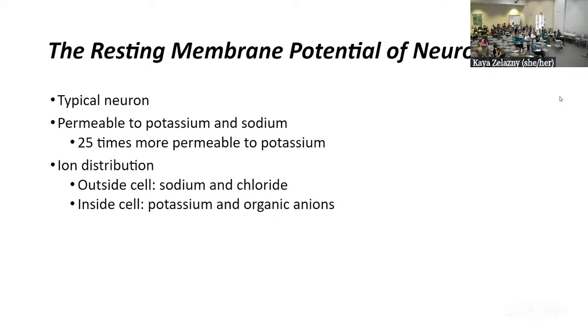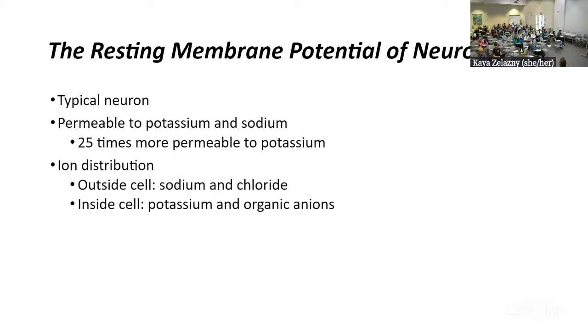Okay. So in our typical neuron, we've got resting membrane potential of -70. We know that it's way more permeable to potassium than to sodium. The potassium is more able to move across that membrane. There are more potassium channels. In fact, there are 25 times more potassium channels than there are sodium channels in your average neuron. That's part of why we're so close to the equilibrium potential for potassium.